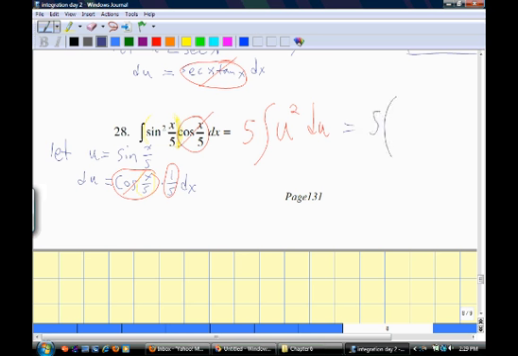Substitute back in for u, which was sine cubed x over 5 plus c. That's sine cubed x over 5. Let's make that smaller. And that's it.